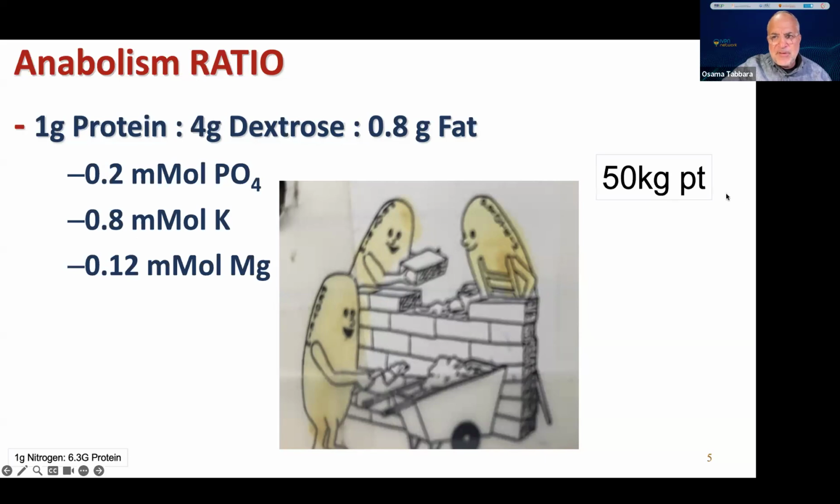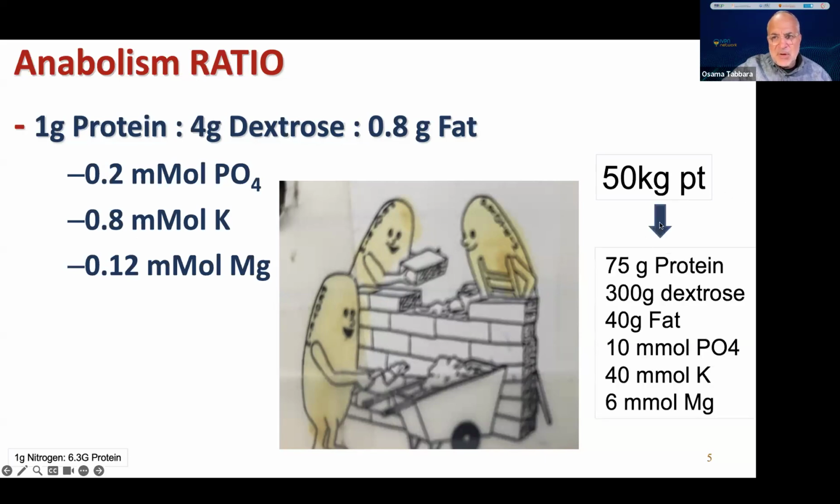So to take an example of a 50 kilogram patient, if we need to feed 1.5 gram protein per kilo, which is the usual dose, this means 1.5 multiplied by 50, which is 75 gram protein. By this ratio we multiply by 50, which means a proper nitrogen ratio, or proper building, happens when we combine 75 gram of protein with 300 gram of dextrose, 40 gram of fat, 10 millimole of phosphate, 40 millimole of potassium, and 6 millimole of magnesium.